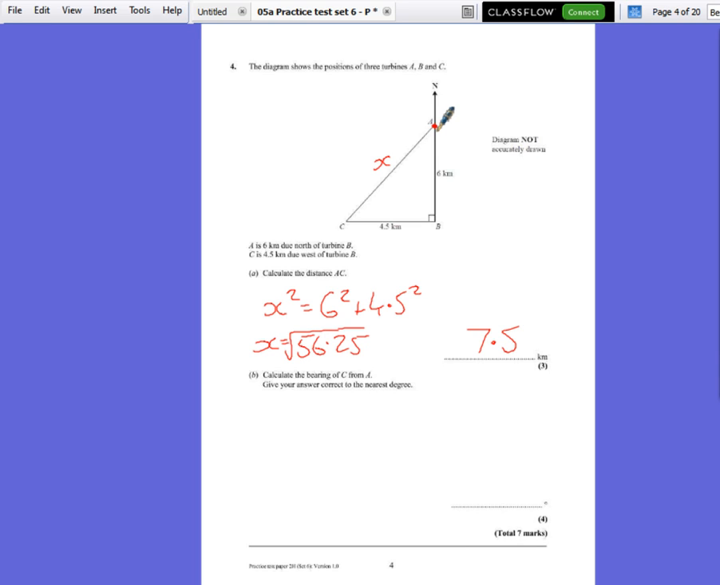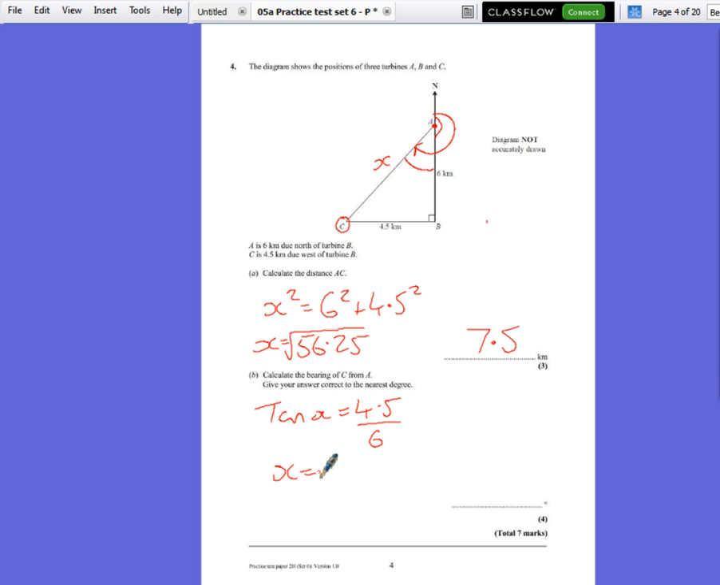So we are stood at A and we are after the bearing of C. So a bearing is always measured from north clockwise. So we are after this angle here. Now, we can use trigonometry to work out this angle and then just add on 180 because it's a straight line. So trigonometry, we've got the opposite, which is 4.5, and we've got the adjacent, which is 6. So if we do tan x equals the opposite, 4.5, over the adjacent, which is 6.